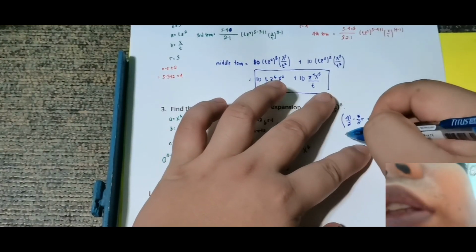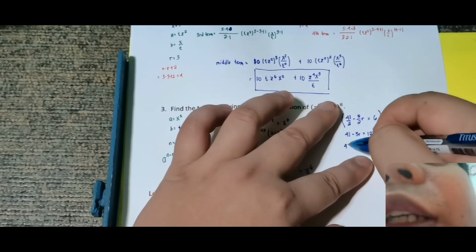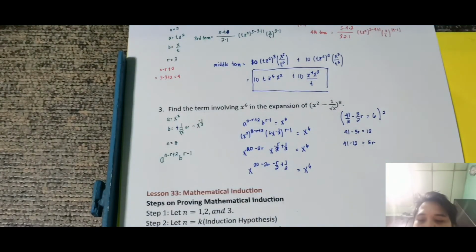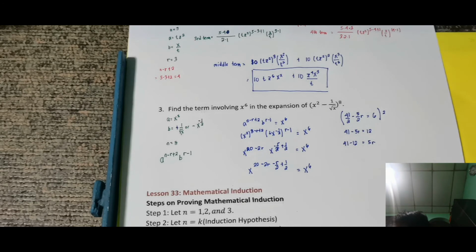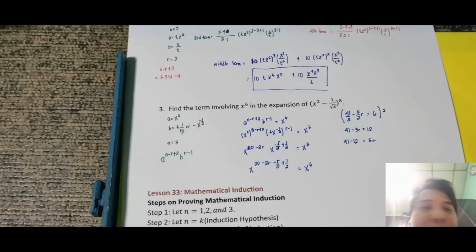So, this is just equal sa 41 minus 5r is equal to 12. So, this is 41 minus 12 equals sa 5r. Okay, so 41 minus 12, that is 29. Okay, so that is 29. Okay, so 29 sa formula. Nalito ako sa formula na naman.